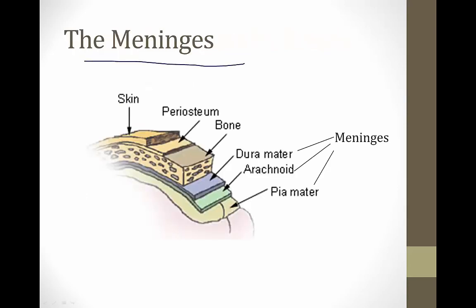So just a brief reminder on the meninges. If you take the skull bone here and you look beneath it, the first layer is called the dura mater, and it's very thick, and that's why it's called dura, like durable. Beneath that are two thinner layers called the arachnoid and the pia mater. They're often called the leptomeninges. And the dura, arachnoid, and pia together form the meninges of the brain.